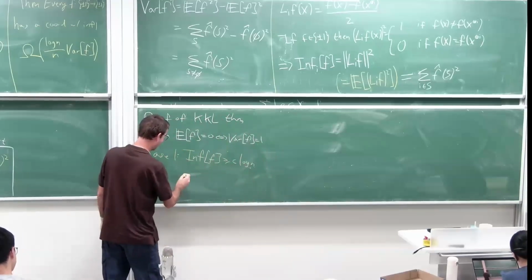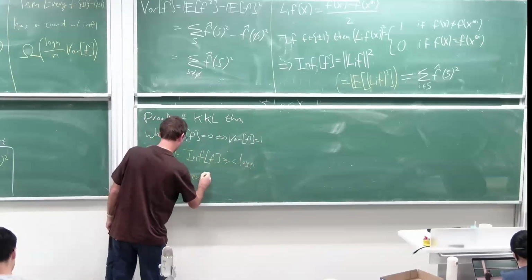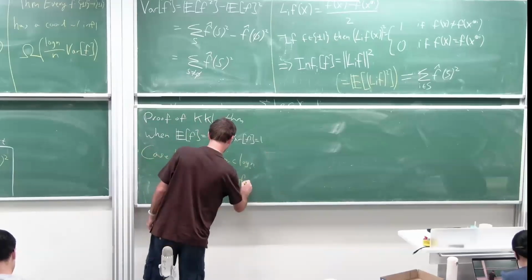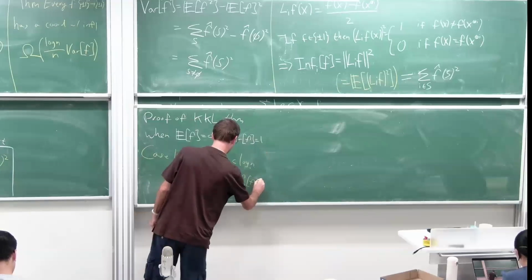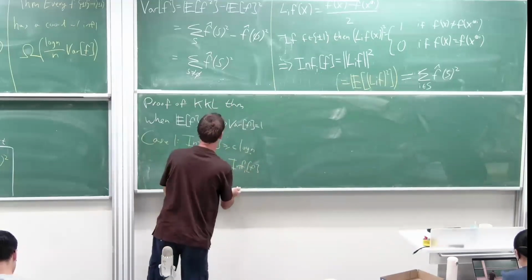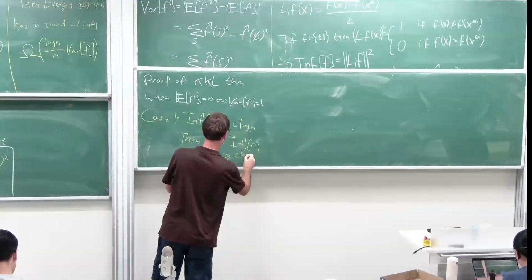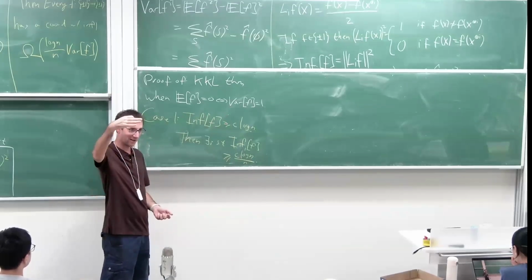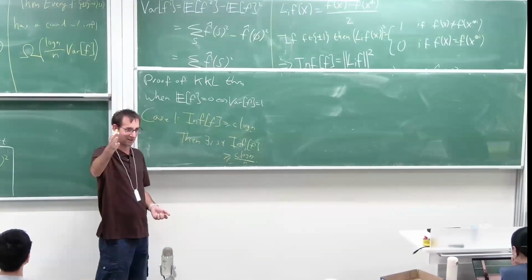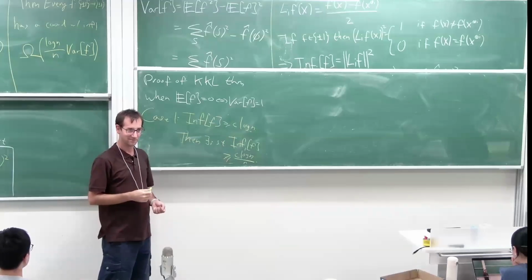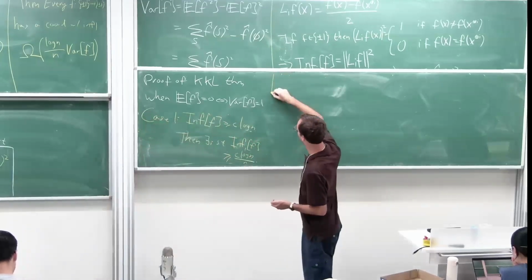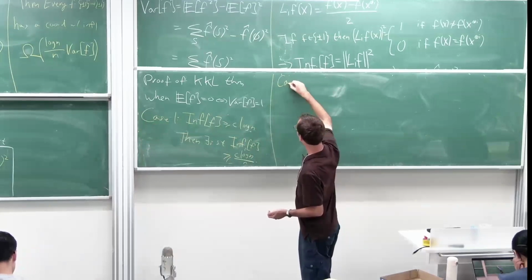Okay, so in this case, there exists an i such that the influence of i is at least c log n over n. Just because the total influence is the sum of influences, so if you take the maximal influence, then it will be at least c log n over n. Okay, so this was the easy case. There was nothing to do. Okay, case two, the interesting case.